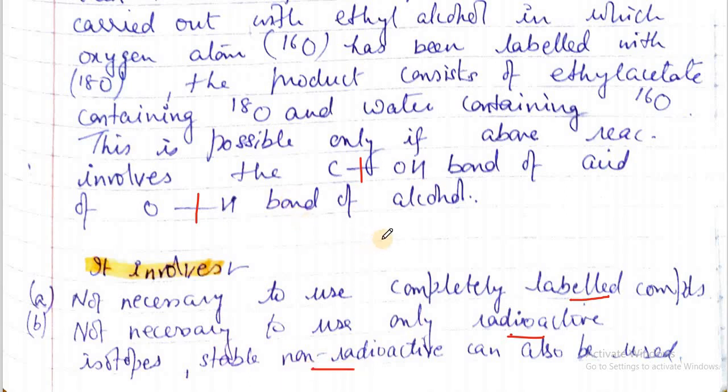So this is all about isotopic labeling, and so we have covered three main methods by which mechanisms can be determined. First is the method in which product analysis is carried out. Second, in which detection and isolation of intermediates is carried out. Third is isotopic labeling. Further we will continue with other methods by which the mechanism of reactions can be known.